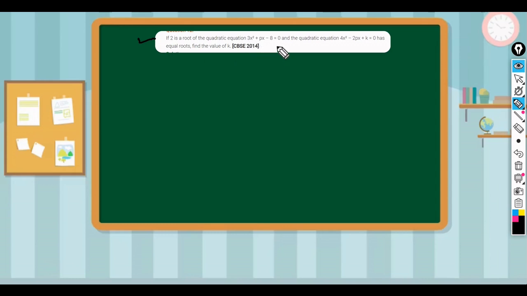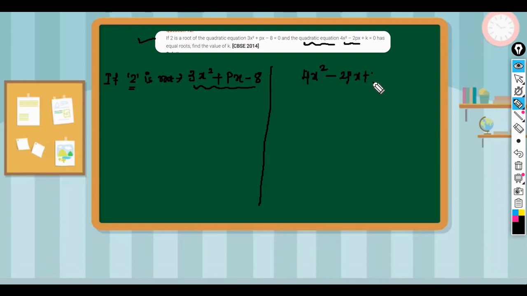If 2 is a root of the quadratic equation 3x square plus px minus 8. So what they are saying is, 2 is a root of this, which means when you solve this equation, you will get 2 as an answer. Okay, one part. And in the second part, the quadratic equation 4x square minus 2px plus k equal to 0 has equal roots. That means d equal to 0 should be applied here. Before we come to the second part, we have to deal with this first.